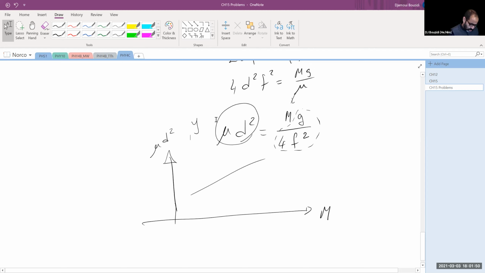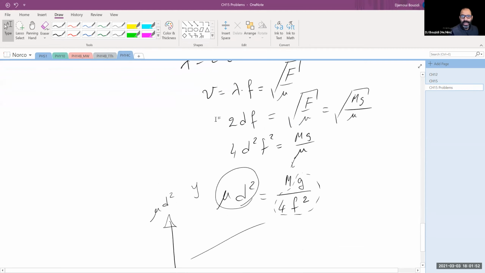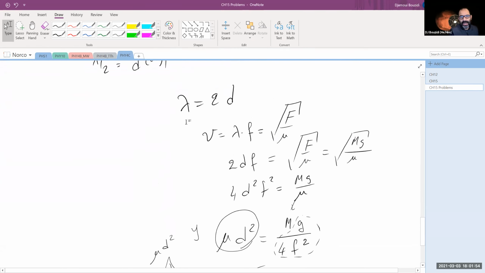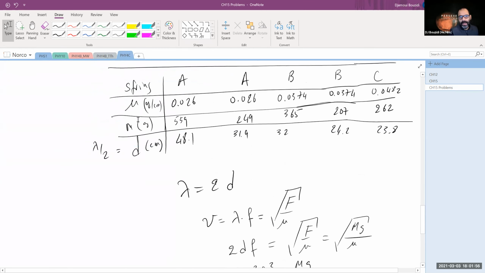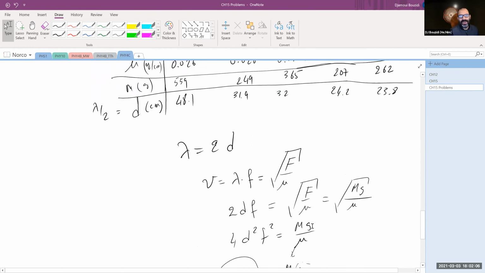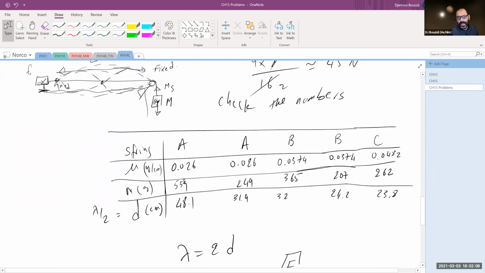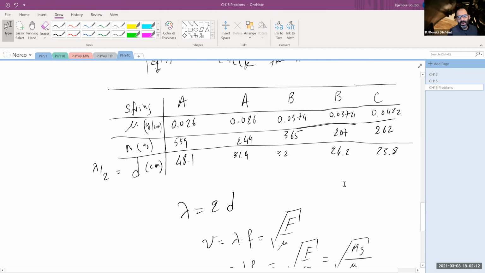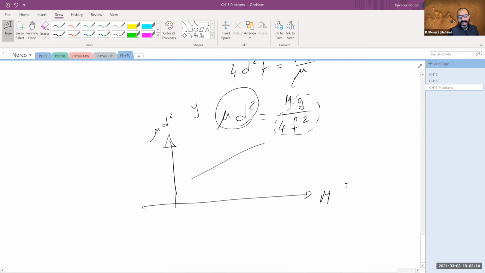Explain why the data plotted this way should fall close to a straight line. So if you plot this, you take mu from here, and you multiply it by this d squared, okay? And if you plot it on an Excel spreadsheet, you're going to find a line as a function of m, of course, as you vary m. Here is m, 559, 249, 365, and so on and so forth. You're going to find it to be a line, and you know exactly what the slope of this line is.